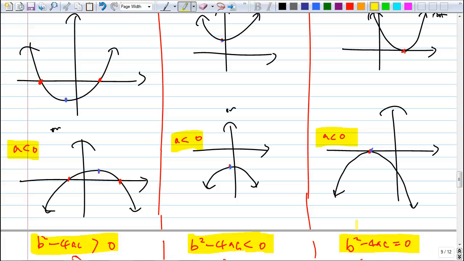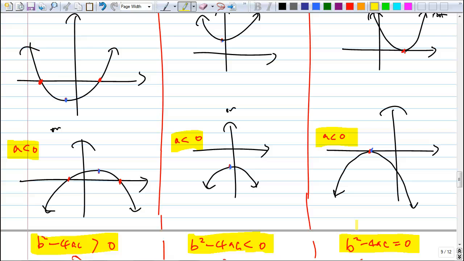So do you see what the discriminant tells us? By looking at the value of b squared minus 4ac, without doing any graphing, I could tell whether or not I get two solutions, 1 or 0. Does that make sense? Okay, on your homework tonight, that's what they're going to ask you.